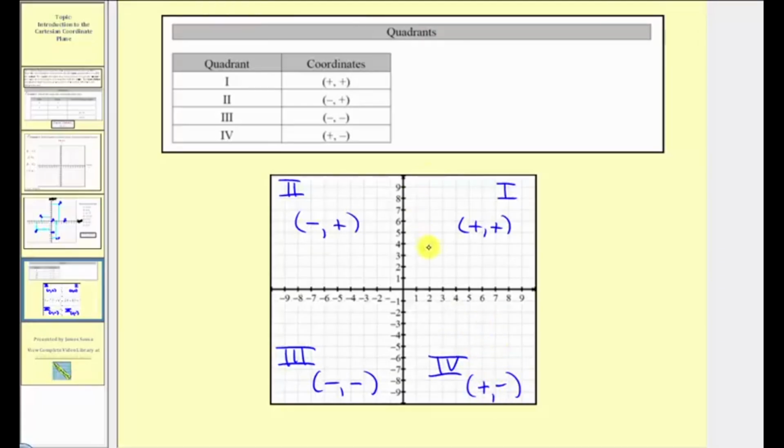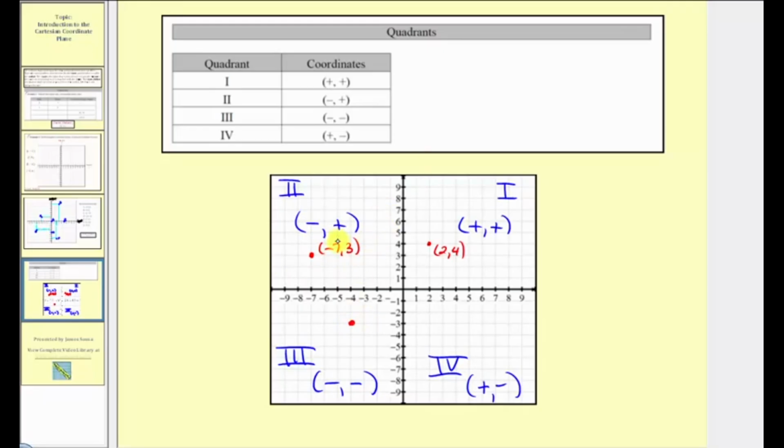Let's look at some examples. Let's say this point here that has the ordered pair 2, 4, notice is in the first quadrant because both the input and output are positive. This point here would have the ordered pair -7, 3. This is in the second quadrant because the input is negative and the output is positive.